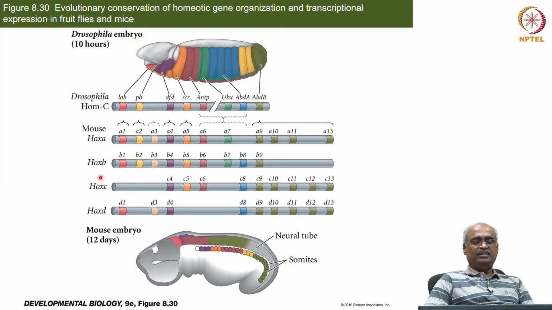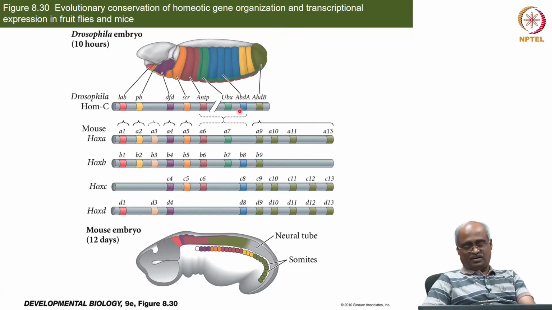And here again the order is maintained, as shown by the color codes here. In the dorsal part of the anterior posterior axis, you have the neural tube as well as the somites that form from the mesoderm, as shown here.